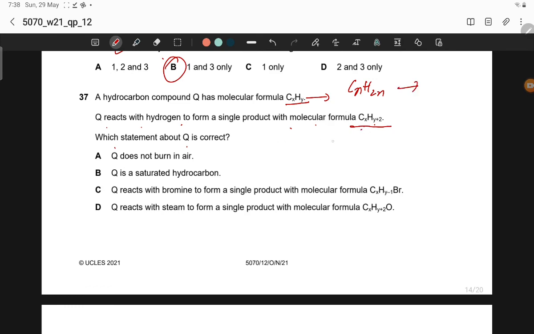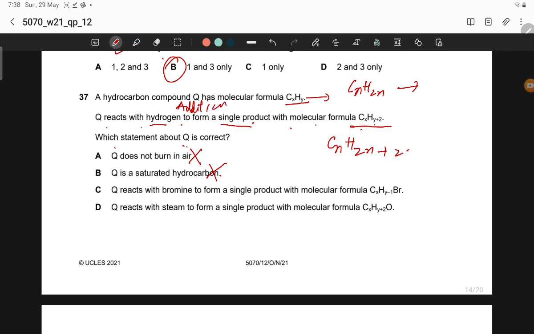So the product is CnH2n+2. Which statement about Q is correct? Q does not burn in air. It is incorrect. Q burns in air. Q is a saturated hydrocarbon. Incorrect. It is an unsaturated hydrocarbon. Q reacts with hydrogen to form a single product. This is the addition reaction.